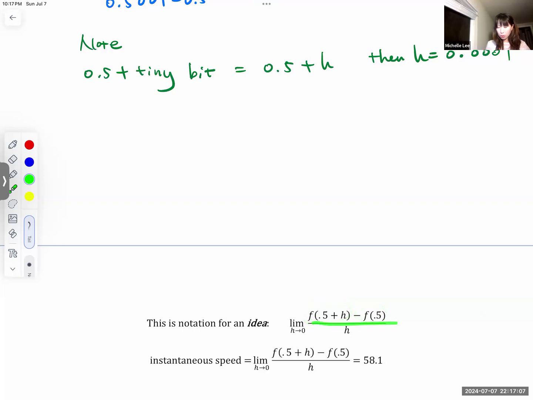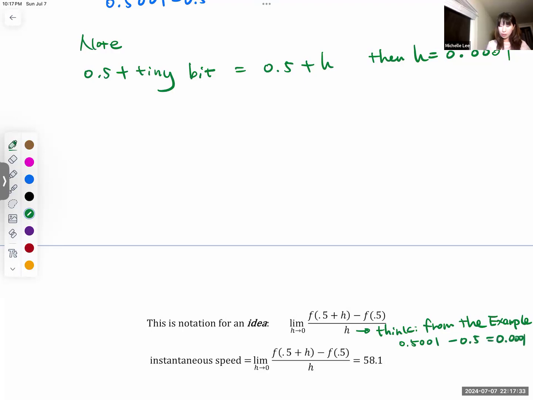And then I told you we had 0.5, I think earlier, right? From the example, because it's not always the same. So we have 0.5001 minus 0.5 equal to 0.0001, right? So that was the h, and the h was 0.0001 as well. So h is agreed, right? Okay, now, why are we doing this one?